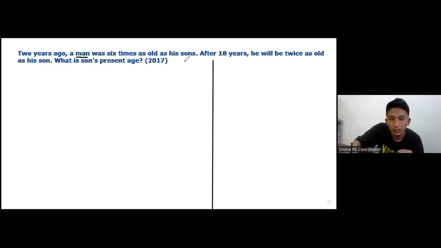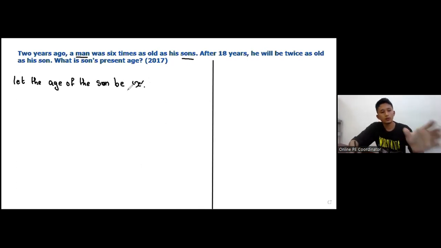What you need to do is, there is a man and his son. The first trick is we have to always assign the youngest as x. So we have to let the age of the son be x. Now you have assigned the value of the son as x, and from that you can find the value of the man's age.